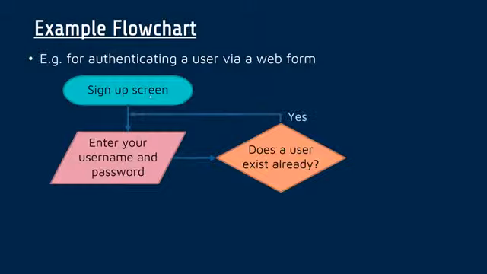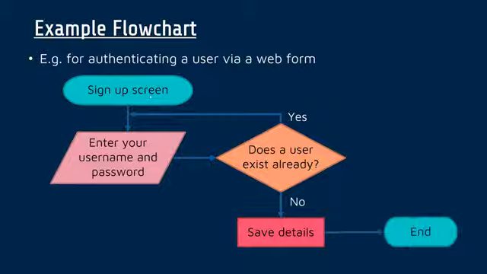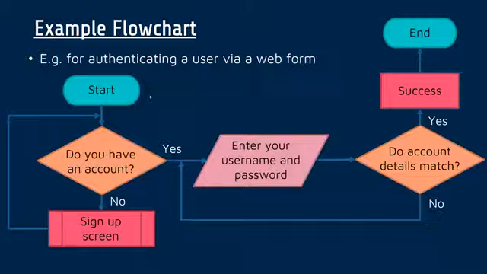So if a user does exist already, that means they've got to go back and re-enter their details again. If a user doesn't exist already with those details, you should save the details to the database, for example. And that might be it. You might end at that point. But hopefully you can see why this flowchart is relatively simple, but would really overcomplicate my other one. So you will occasionally see symbols like this used to break up complicated flowcharts.